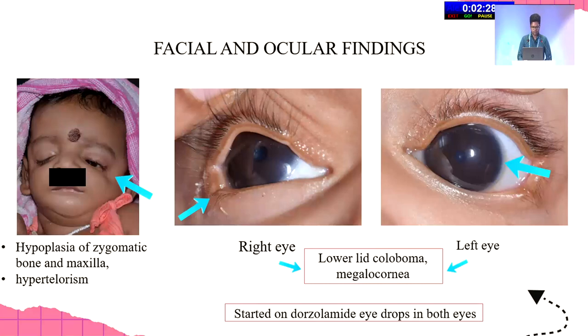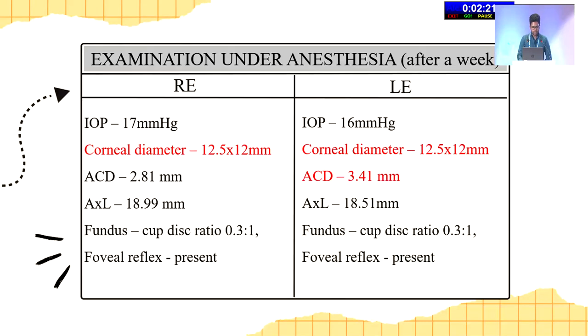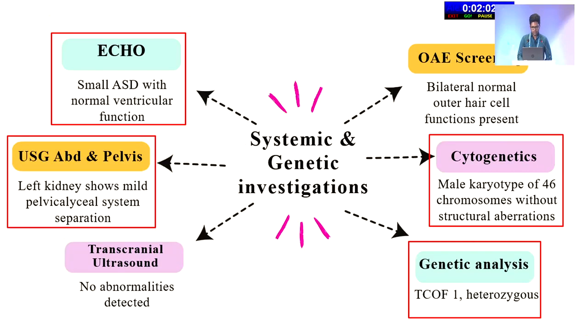There is no evidence of Haab's striae or buphthalmos, and we started the patient on dorzolamide eye drops in both eyes. We planned examination under anesthesia after a week, and we confirmed the megalocornea with a corneal diameter of 12.5 by 12 millimeters in both eyes, with a deep anterior chamber depth of 3.41 millimeters in the left eye. Apart from that, the intraocular pressure, axial length, fundus, optic nerve head, and foveal reflex were normal. Coming to the systemic and genetic investigation, there was a small atrial septal defect and mild pelvicalyceal system separation noted in the left kidney.